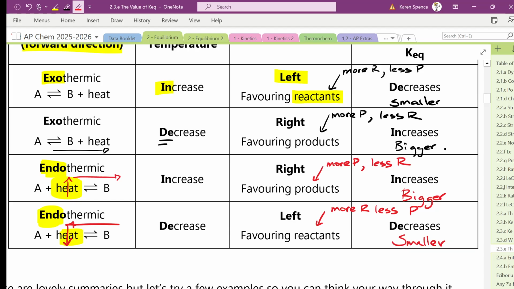That's not something you have to memorize. You can just be like, okay, which way does it shift? Do I get more product? If I do, KEQ gets bigger. If I get less product, KEQ gets smaller.